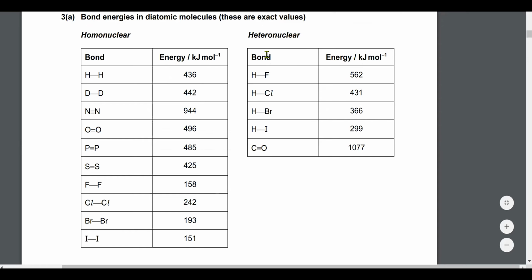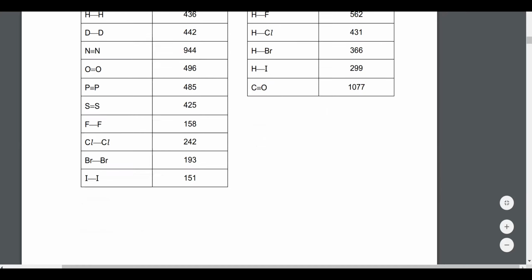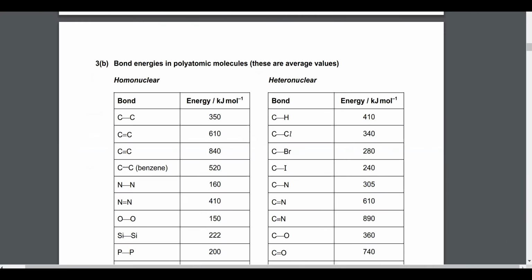And heteronuclear means that it's a diatomic molecule, but the atoms are different, like fluorine and hydrogen, chlorine and hydrogen. So there are bonds between different types of atoms. But it doesn't really matter. Ignore heteronuclear or homonuclear. And there's going to be another page, probably below this. And this is for polyatomic molecules.